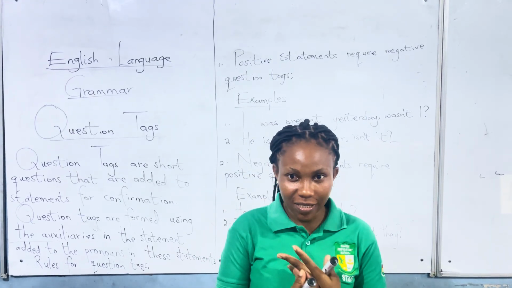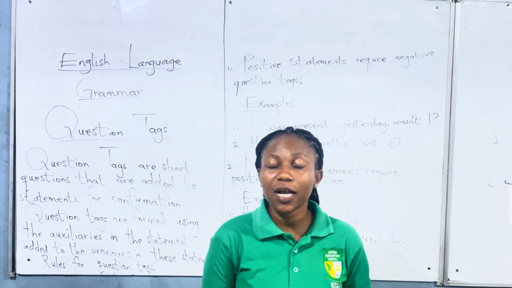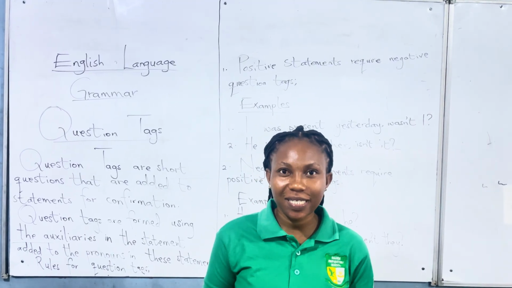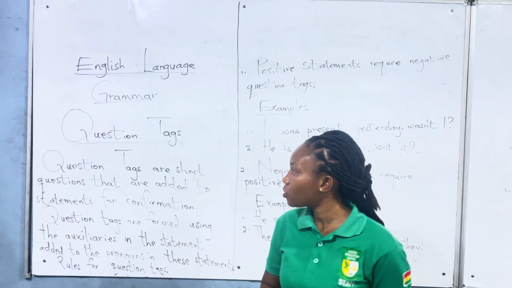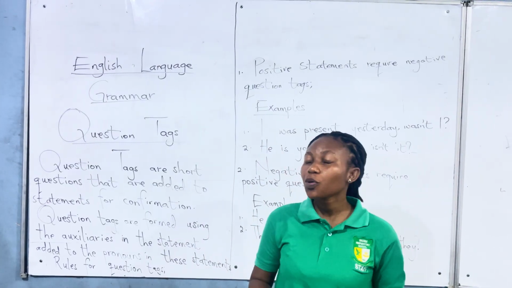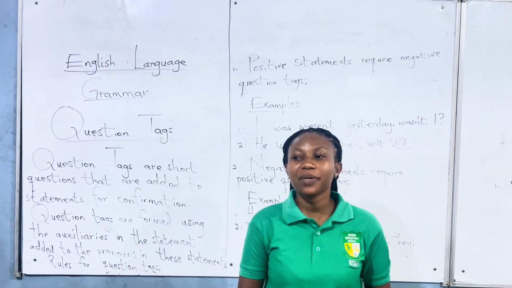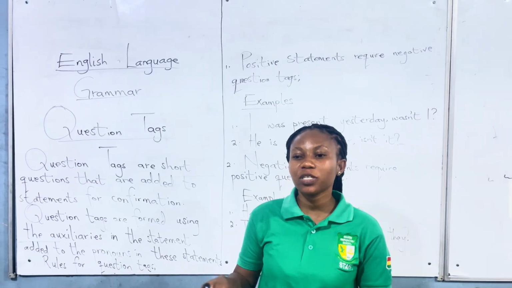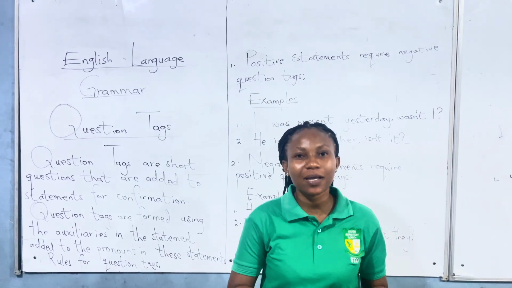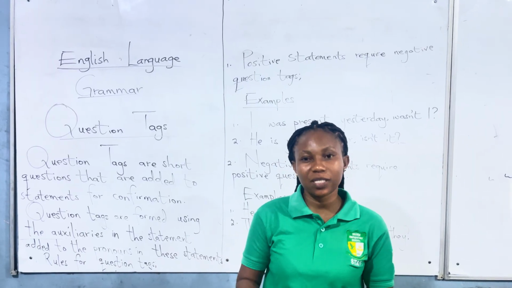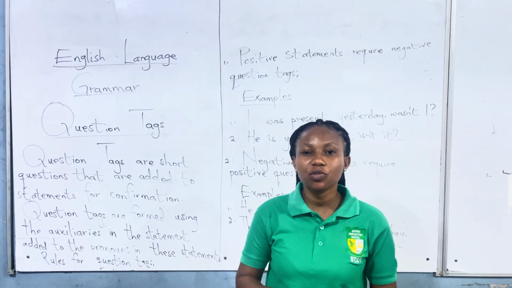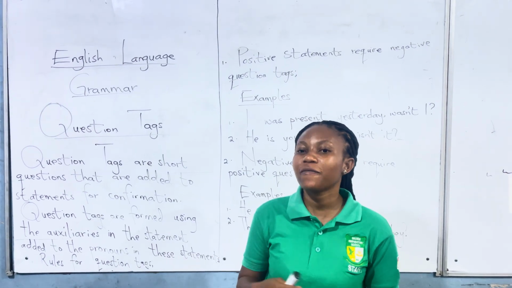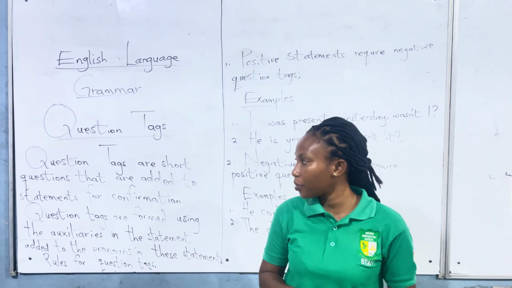I'm Miss Eunice, and for today's lesson, we are looking at the strand grammar and we are treating the substrand question tags. So when we talk about question tags, they are short questions that are added to statements for confirmation. So you have an idea or your expression, the statement is correct, but you just want to confirm what you know. So that's when you introduce question tags. That's when it should be added to your statement to confirm that your idea is correct.